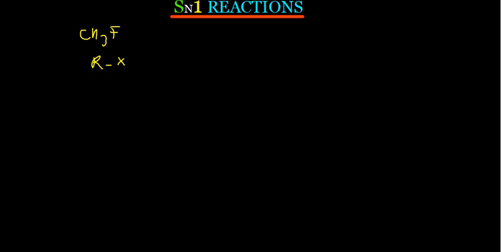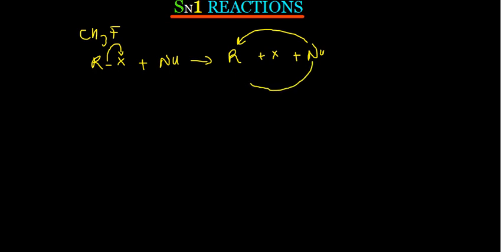So when this is attacked by a nucleophile, what happens in an SN1 reaction is that before the nucleophile gets to attack, this bond will break by itself. So we're going to have R and X. And then the nucleophile comes in and attacks the R group. It can attack either from behind or from the front, so either way it is able to attack. At the end you are going to have R bonded to the nucleophile, and then you are going to have X, which has a lone pair of electrons because it took the electrons in this bond.